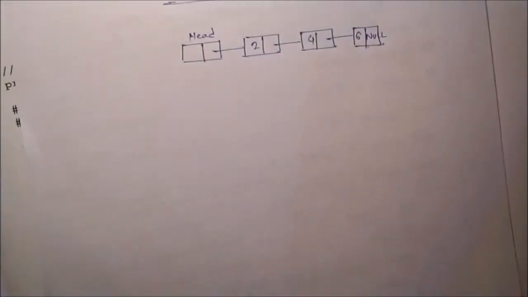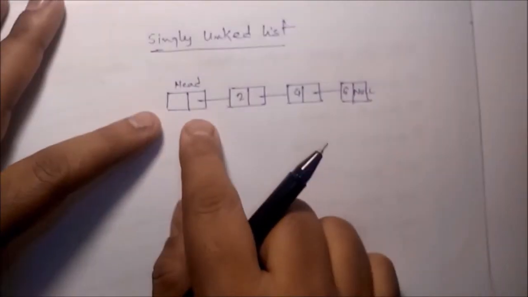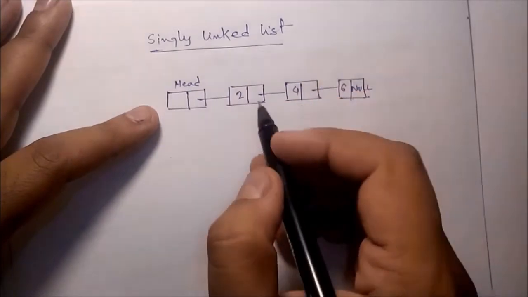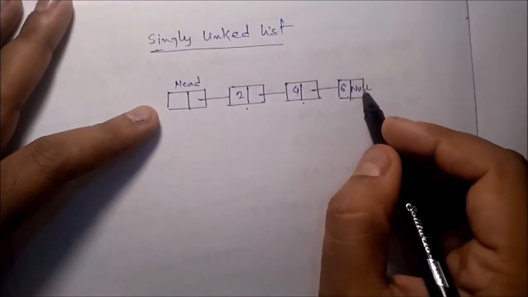Okay, hello friends. Now you already know what a singly linked list is. So head is the first node. Here we store the address of the first node. So first node, second node, third node, or last node.